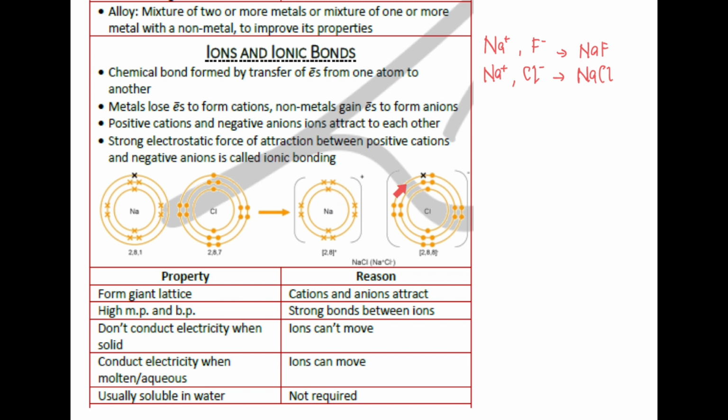This kind of attraction is called electrostatic force or ionic bond. Ionic bond is what? It is electrostatic force. Electrostatic force is the opposite charges that attract each other. They are strong. So the strong electrostatic force of attraction between positive cation and negative anion is called ionic bonding. So from here we understand that ionic bond is formed because of the transfer of electrons.